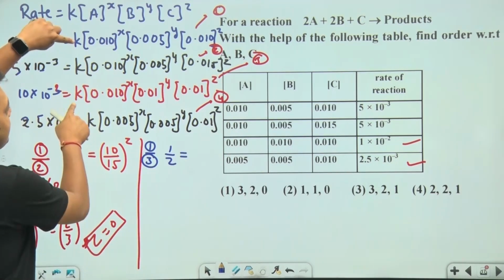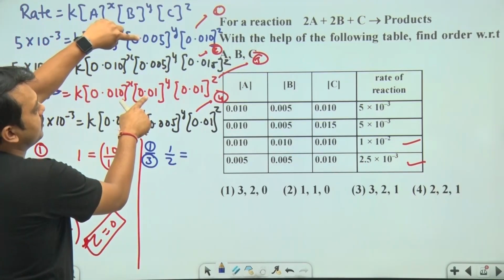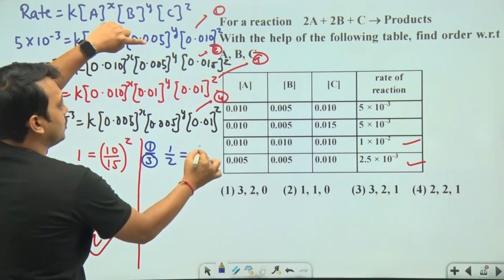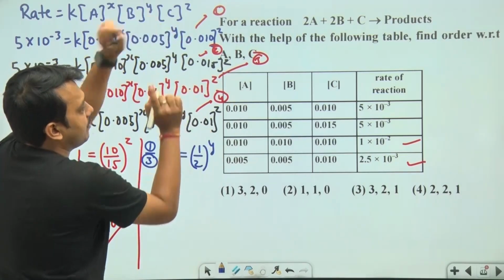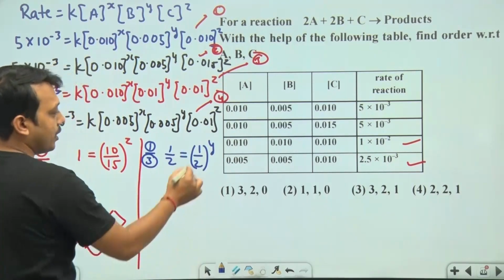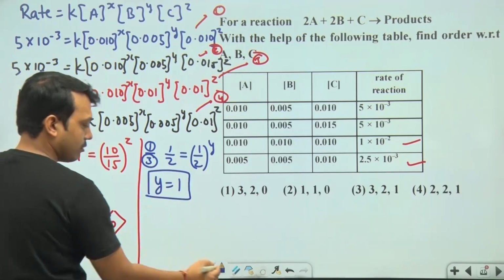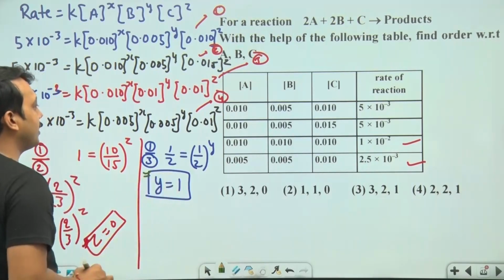Now on the right hand side K will be cancelled. This one will be cancelled. This one is basically 0.005 upon 0.010, so it is 1 by 2 to the power y, and this one again will be cancelled out. Now here the base is the same, so we can say that the value of y is equal to 1. So we also get the value of y from here.